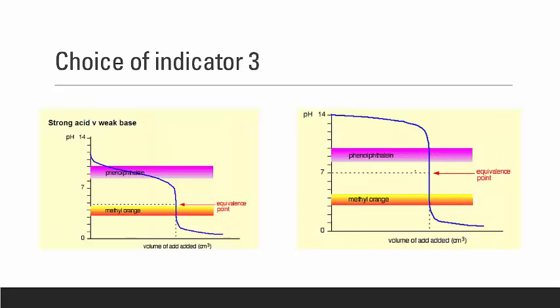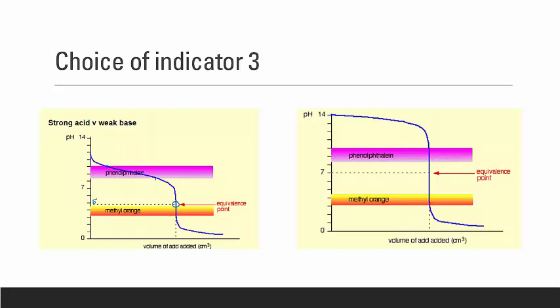Okay, on this slide here, we've got two other examples. The first example here is a strong acid versus a weak base. Now, if we're using a strong acid versus a weak base, the equivalence point is around here, okay, so at a pH of about 5 or thereabouts. If we use phenolphthalein, the colour change is going to happen way too quickly, okay. By the time we've added this much acid, the colour's already going to have changed, right? And we haven't reached the equivalence point yet.